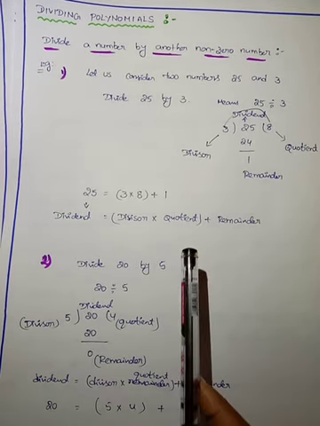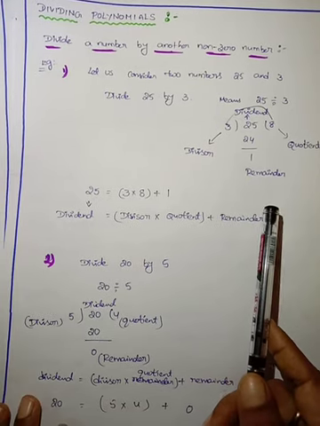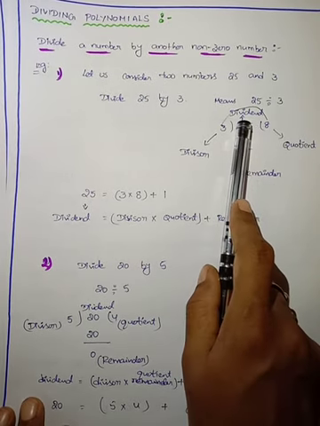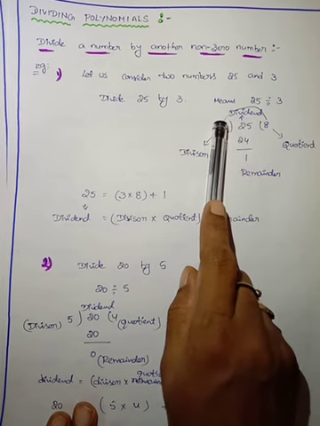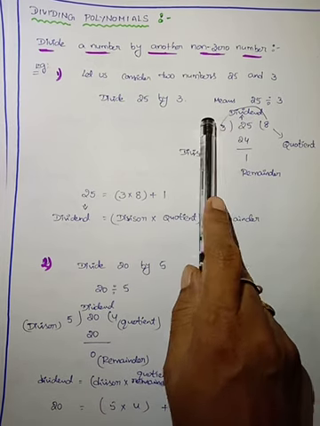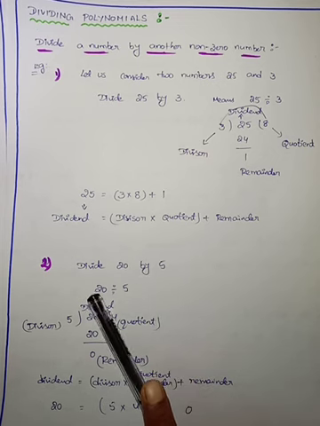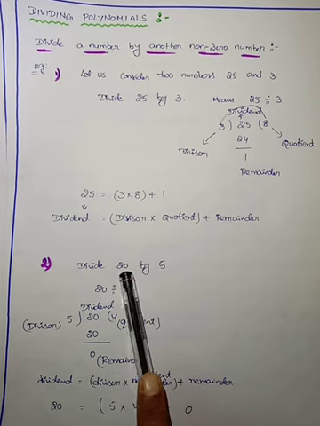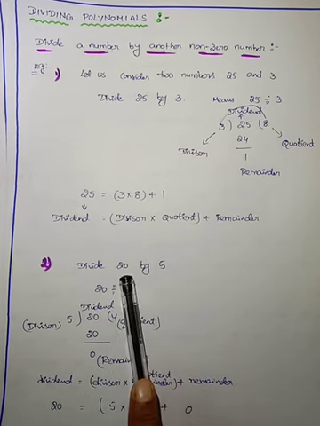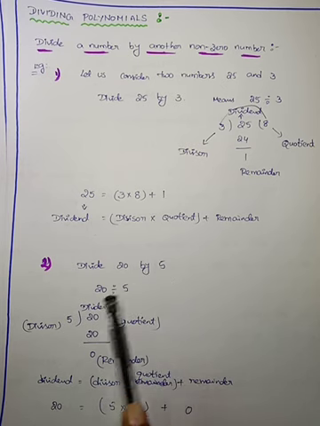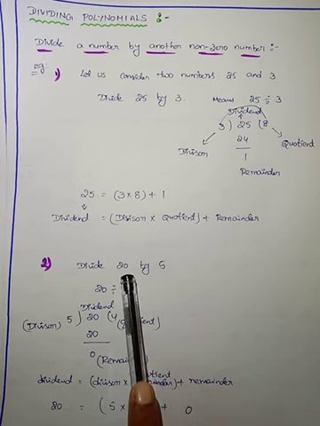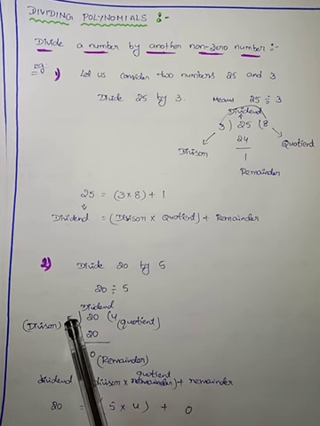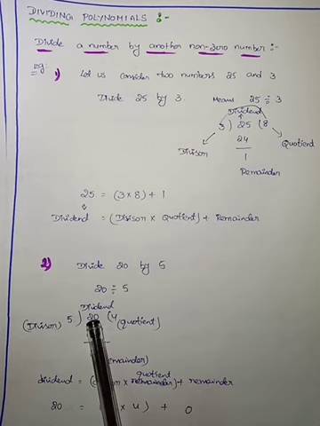You know this from your earlier classes. From childhood you know how to divide two numbers. Now take another two numbers. Divide 20 by 5 means 20 divided by 5. 20 is the numerator and 5 is the denominator. The denominator is on the left side of the bracket and the numerator is on the right side.